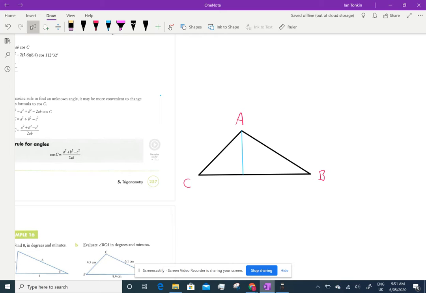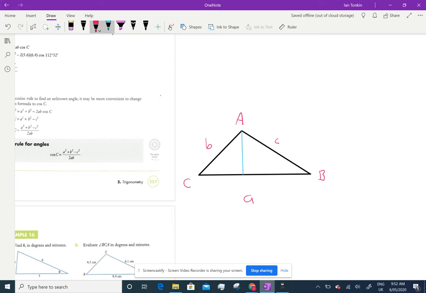So I've just constructed a triangle, a scalene triangle. It doesn't have any special properties. And I've labelled each vertex A, B, and C. So the first thing I need to do is label my other sides. So this is little c and this is little b. And I'll call the other side little a.